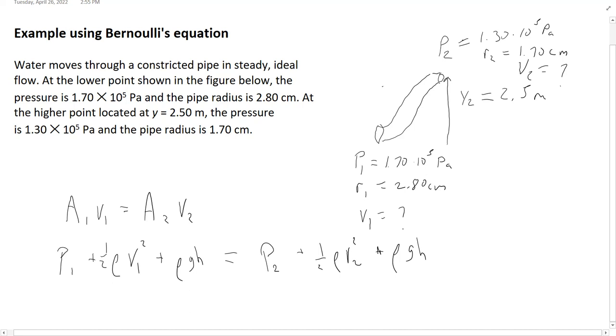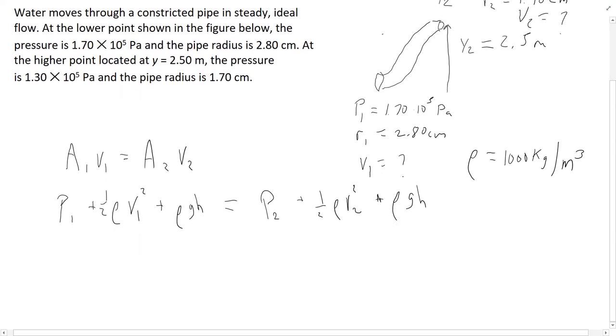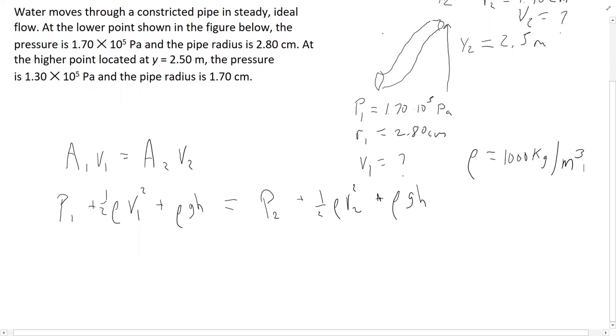It looks like the other quantity that we need that I haven't written down already is the density of water, and the density of water can be taken to be 1,000 kilograms per cubic meter. So let's start by using the continuity equation, since that's the simple one. It will be easy for us to get V1 in terms of V2 and substitute it into the other equation.